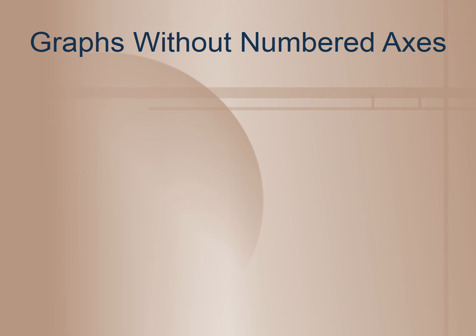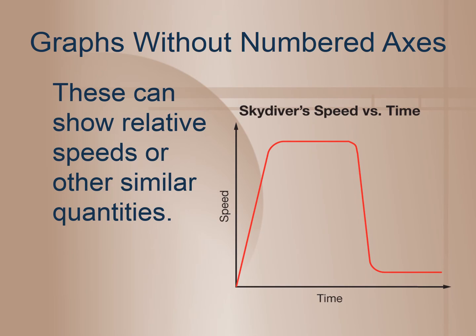All right, let's take a look at graphs without numbered axes. So these kinds of graphs are just doing a description. There are no actual numbers. You're just describing what is happening, okay? So they're doing relative. So here, this is relative speed versus time, okay? As time increases, speed is increasing, and then at a certain part, the speed stays the same, and then it decreases, and then it levels out again. So this is describing something.